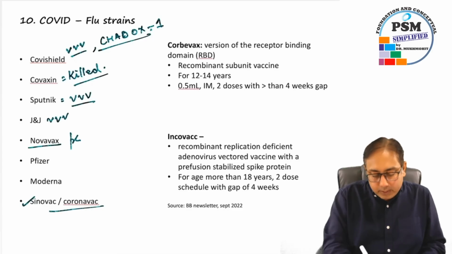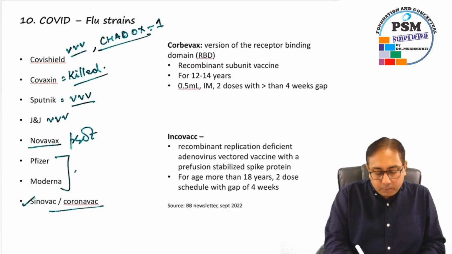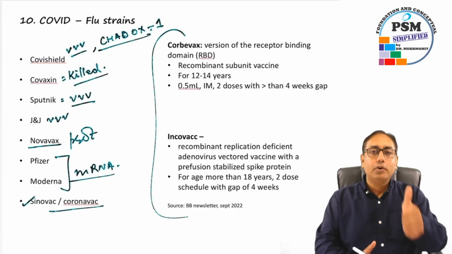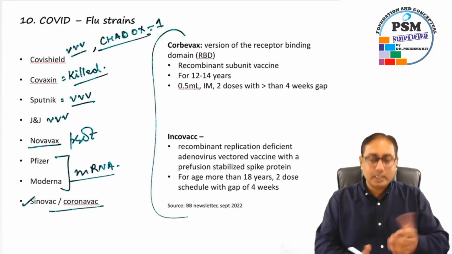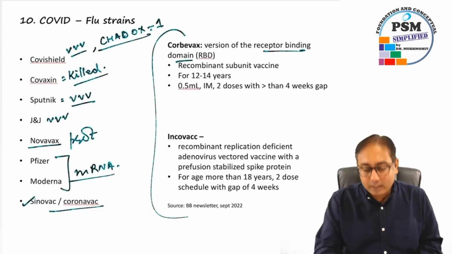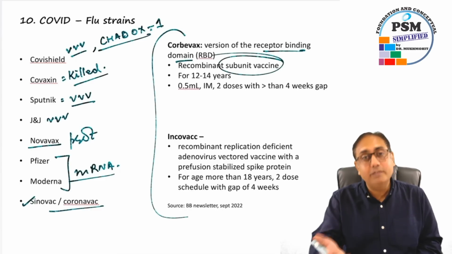Novavax is a protein subunit vaccine. Pfizer and Moderna are the mRNA vaccines. Coming over to the latest update in COVID-19, we have two vaccines, Corbevax and Incovac. Corbevax is a receptor binding domain vaccine, RBD. It is a recombinant subunit protein vaccine.